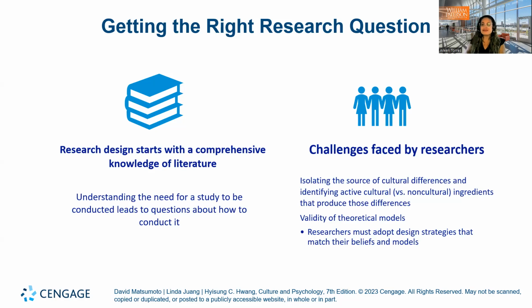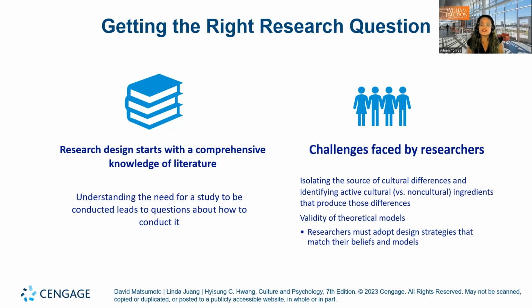So here's the problem. Sometimes we need to just get that correct research question. What's the right research question? Research design starts with a comprehensive knowledge of literature. You can't start any research until you learn a great deal about the subject matter you're wishing to study. So understanding the need for a study to be conducted leads to questions about how to conduct it. You'll know where are the holes in the literature? What are the things that we haven't answered? What are the current controversies? So you must always do a thorough literature review before you conduct any study.